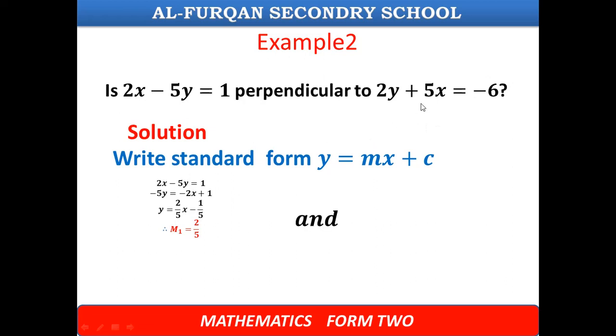Waxaan leenahay equation-kii labaad 2y plus 5x equal minus 6. First step waa inaan formkan u qorno. Waxaan wareejinaynaa 5x, positive markuu wareego wuxuu qaadanayaa negative. 2y equal minus 5x minus 6. Both sides divided by 2. Y equal minus 5 divided by 2 x minus 3, minus 6 divided by 2 is equal to minus 3. Therefore m2 of this equation is equal to minus 5 divided by 2.